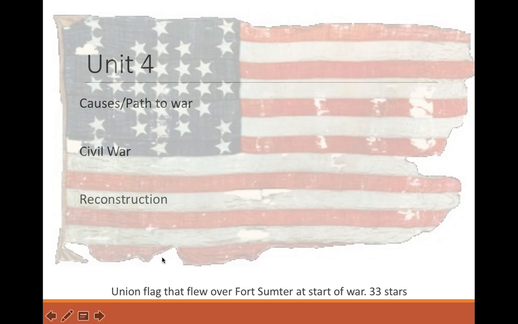The background of this opening slide is a photo of the actual flag that flew over Fort Sumter, where the war started in South Carolina, with all the stars of each of the states, both Union and the ones that eventually seceded.